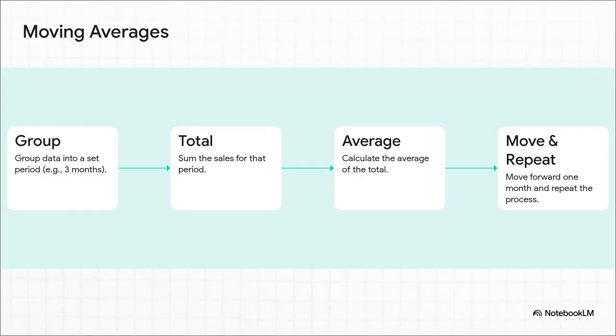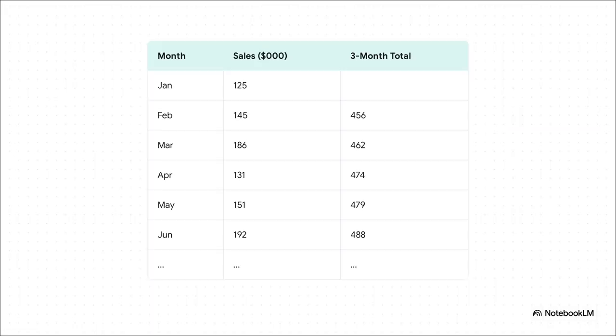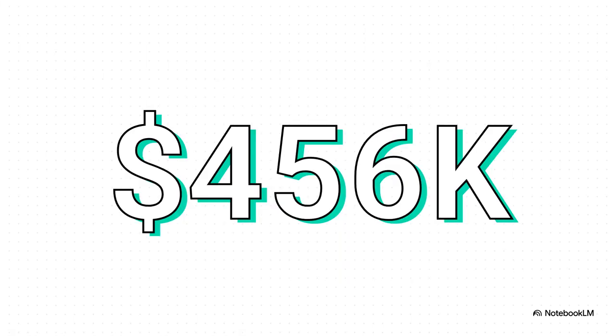So, to cut through all that choppiness and find that underlying trend, we're going to use a nifty little technique called moving averages. It's a really simple four-step process that basically smooths out all those crazy peaks and valleys, and we just do it over and over again. All right, check this out. Here's how it works. Step 1, we take the first 3 months, so that's January, February, and March, and we just add up their sales. That gives us a total of $456,000.